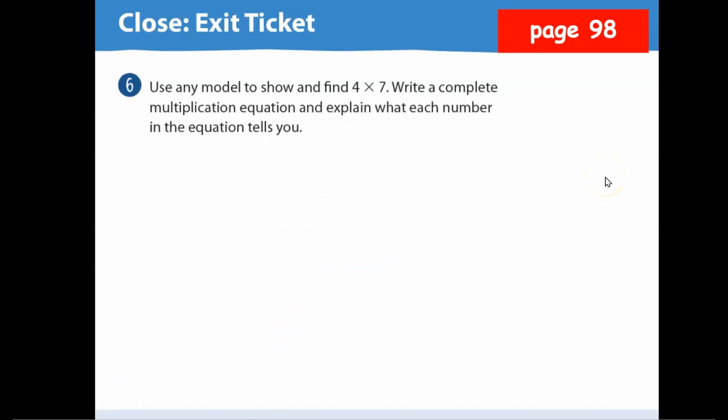Now it says, this is our last one, use any model to show and find 4 times 7. Write a complete multiplication equation. So you're going to write 4 times 7 equals and then the answer. So any model. What could we use?